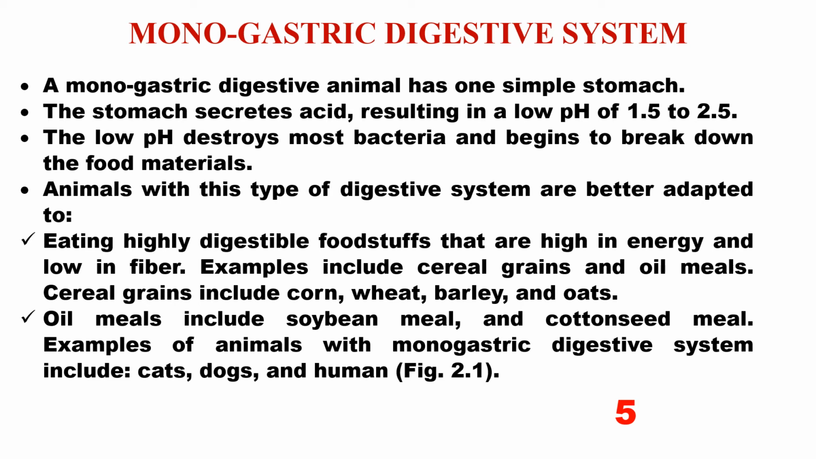Animals with this type of digestive system are better adapted to eating highly vegetable foodstuffs that are high in energy and low in fiber. Examples include cereals, grains, and oil meals. Cereals and grains include corn, wheat, barley, and oats. Oil meals include soybean meal and cottonseed meal. Examples of animals with a monogastric digestive system include cats, dogs, and humans.